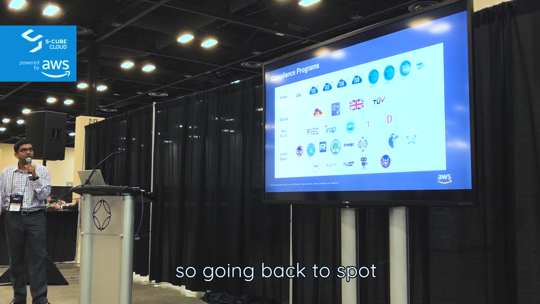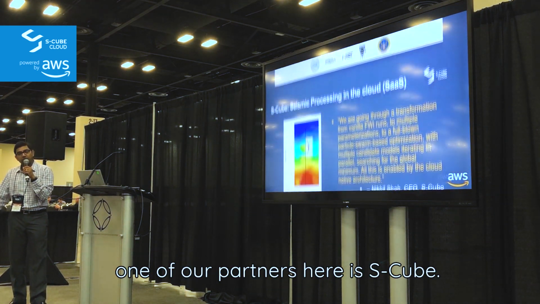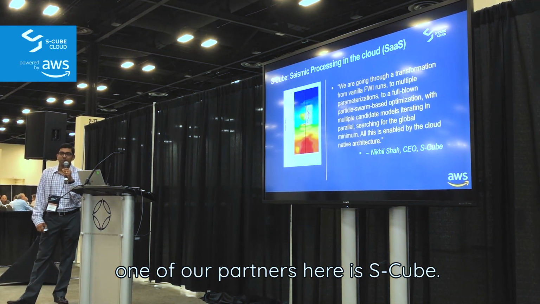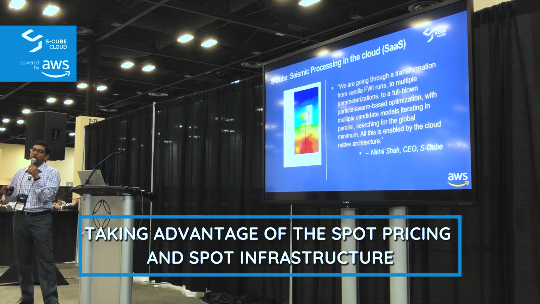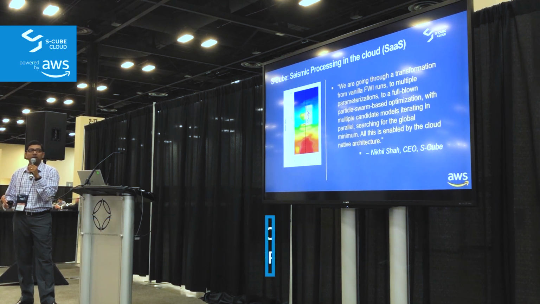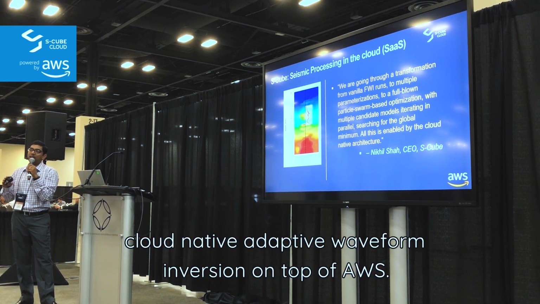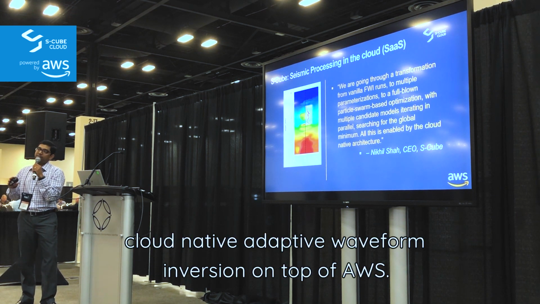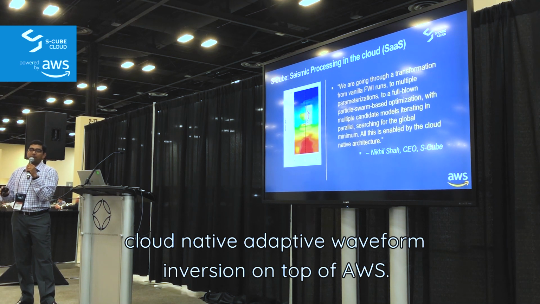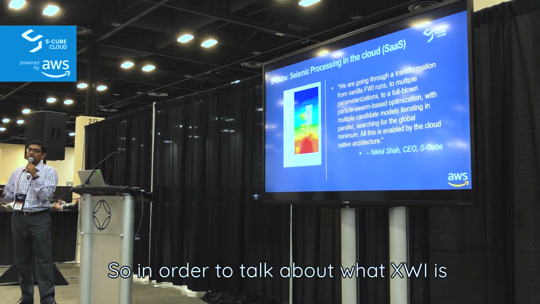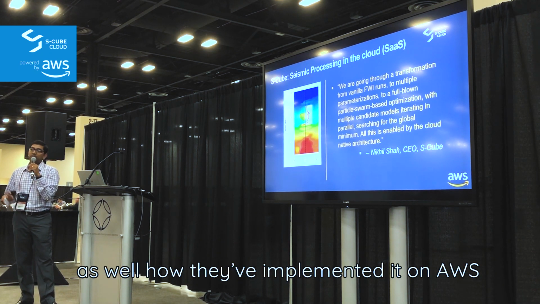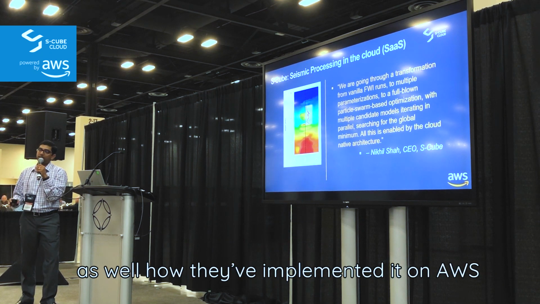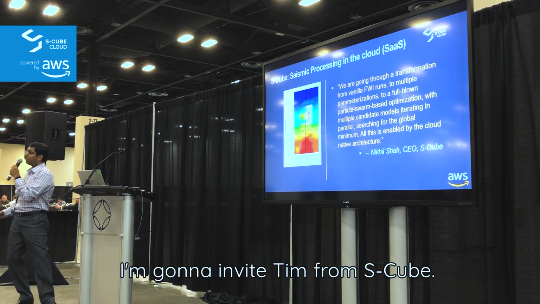So going back to Spot, one of our partners here is SQ. They have built some really innovative solutions, taking advantage of the Spot pricing and the Spot infrastructure, and they have built a complete cloud-native adaptive waveform inversion on top of AWS. So in order to talk about what FWI is, as well as how they have implemented it on AWS, I'm going to invite Tom from SQ.